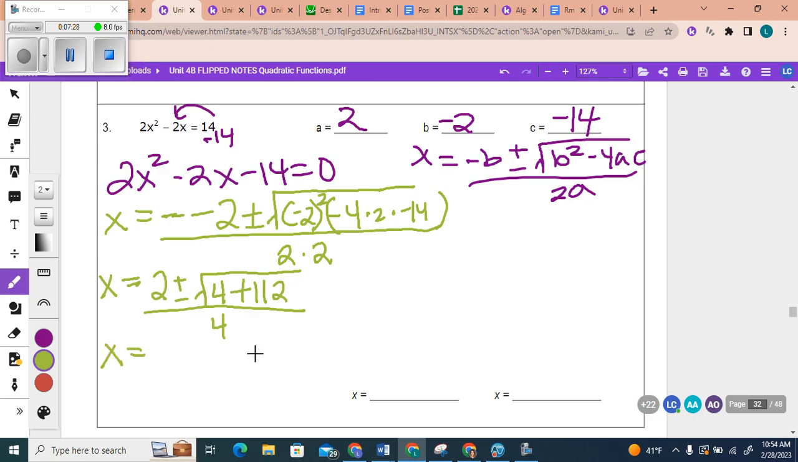And we keep going. What do you want to do next? Add. We see an addition sign, so that means add. What's 112 plus 4? Thank you. Divided by 4.